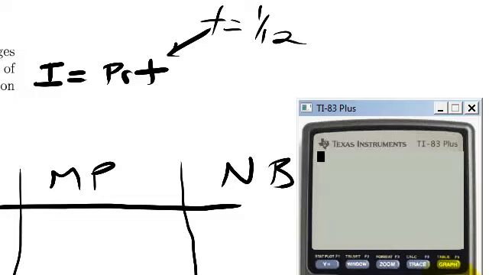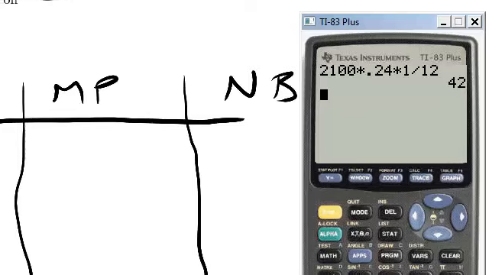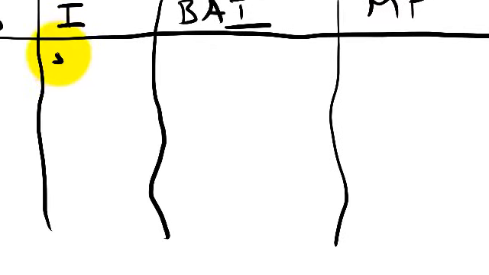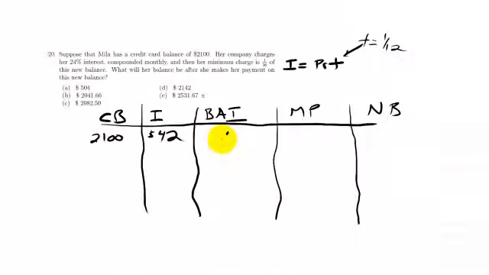Alright, let's pull out that calculator again. So principal, 2,100, times the interest rate, which is 0.24, times 1/12. $42. So she has $42 in interest. So that means if you add $42 to her current balance, 2,100, you get $2,142. You probably didn't have to use the calculator for that, but it was already up there.